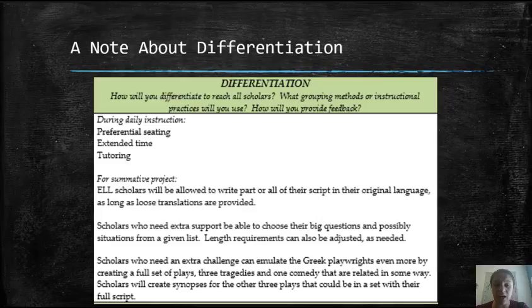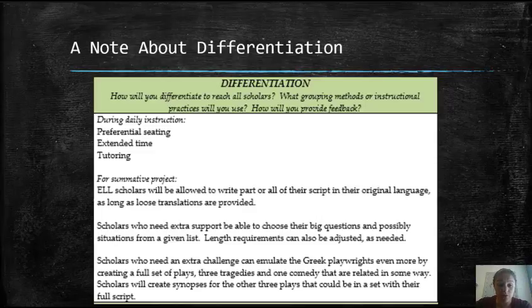So for scholars who need extra support, and I talked about this earlier, when you're thinking about maybe leveling this down, you can adjust the length requirement and give them some choices about the big question and even maybe the situation that they're going to write about based on that big question, so that some of that work that's coming out of complete thin air, they have some sort of framework for.